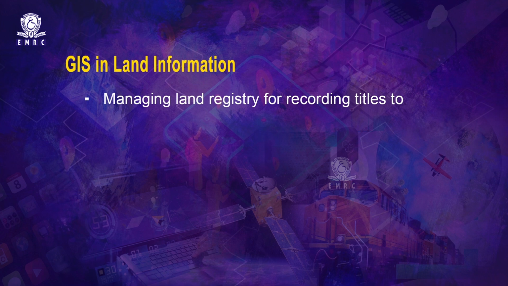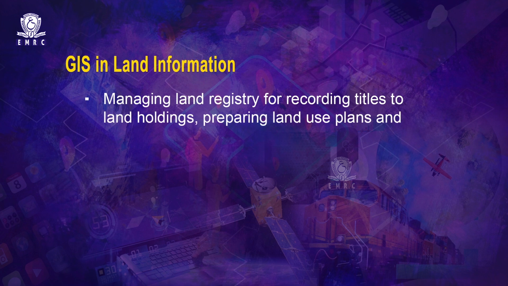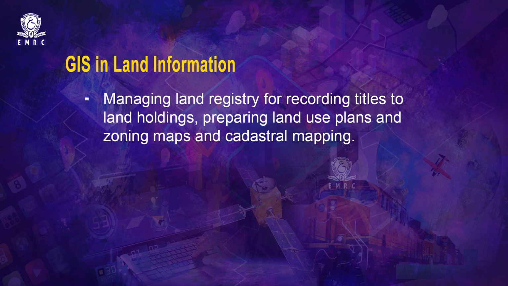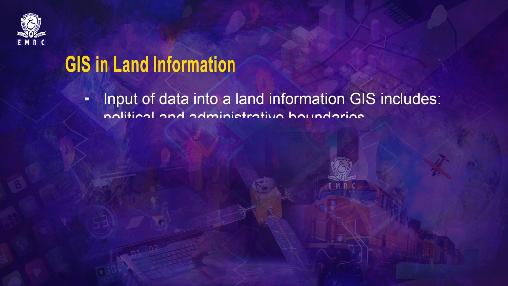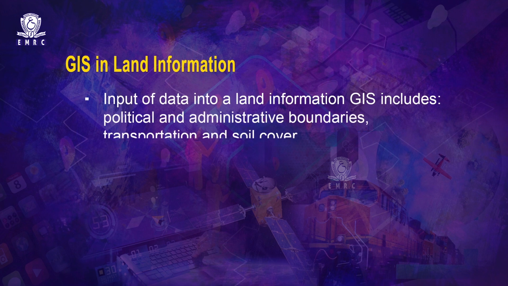Typical uses of GIS in land information management include managing land registry for recording titles to land holdings, preparing land use plans and zoning maps, cadastral mapping. Input of data into a land information GIS includes political, administrative boundaries, transportation and soil cover.